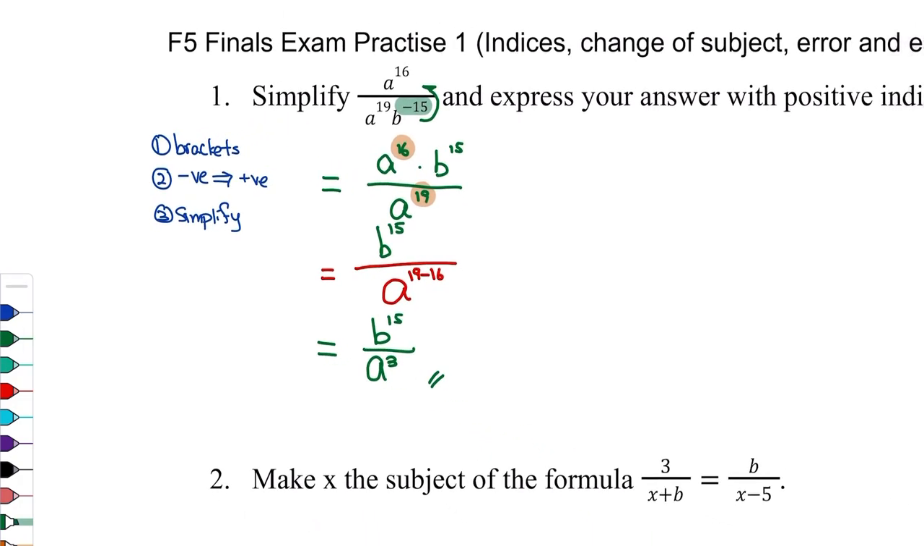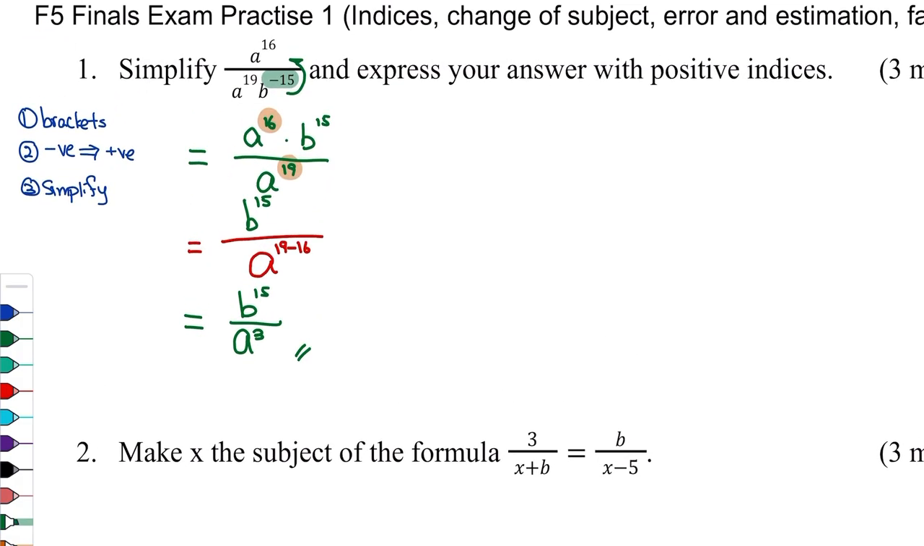That's it for indices. Indices, you do the brackets first. If there's anything outside the bracket, you go in and then times with the power. That is done. Then you deal with the negatives, negative to positive, and then simplify in the end. Very good. How about change of subject?